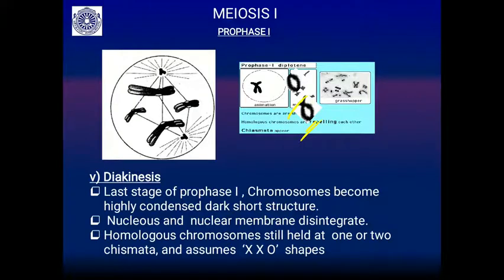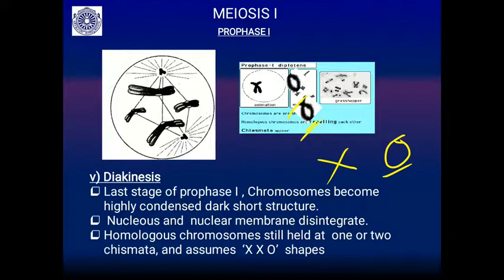They appear in the form of an X, or else, if there are two chiasmata, you will find it in the form of an O shape. All this is typical of diakinesis.